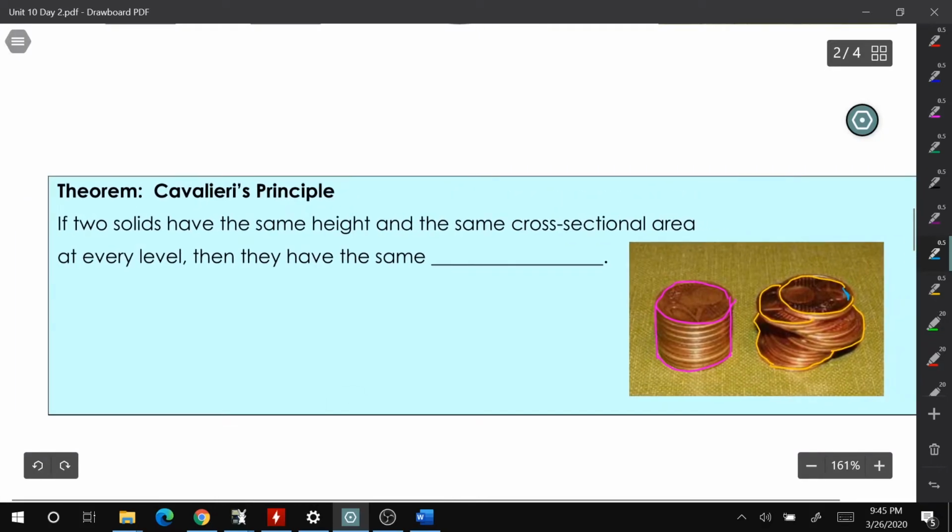So if two solids have the same height and the same cross-sectional area at every level, then they have the same volume. At every level of our stack of pennies, the cross-sectional area is just one penny. And there's the same amount of pennies in each pile, so those two piles have the same volume, even though they look completely different.